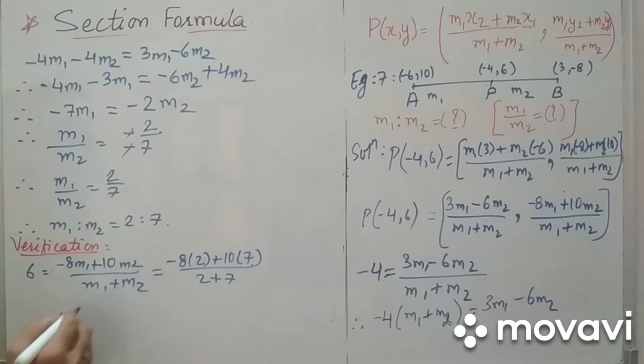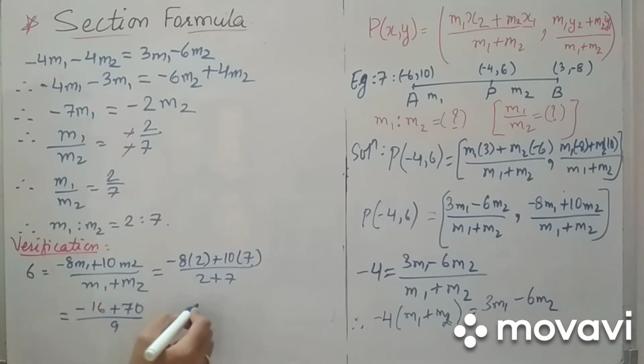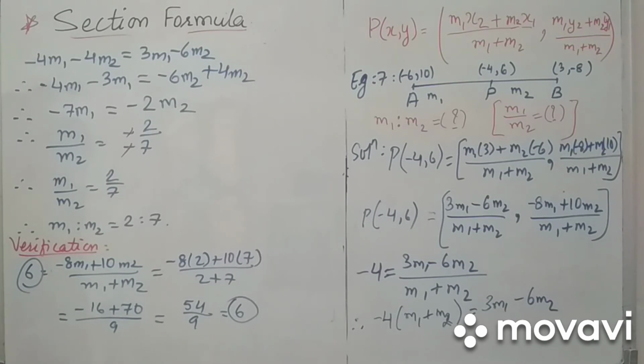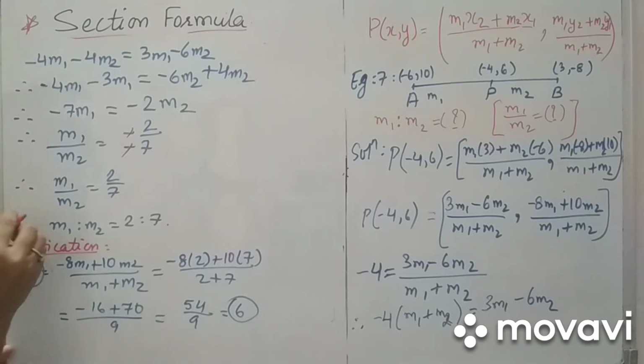Let's see what we are getting. Minus 8 into 2 is minus 16, plus 70 upon 9, and this will give me 54 upon 9. This is equal to 6. Yes, both are the same only. So my ratio is correct. Okay, my ratio is correct.